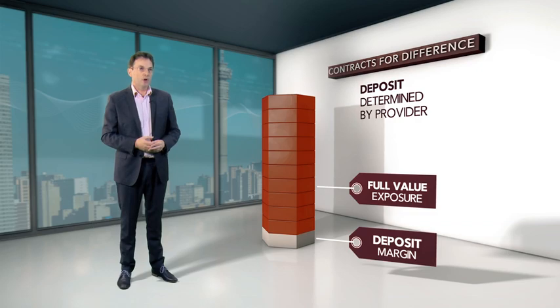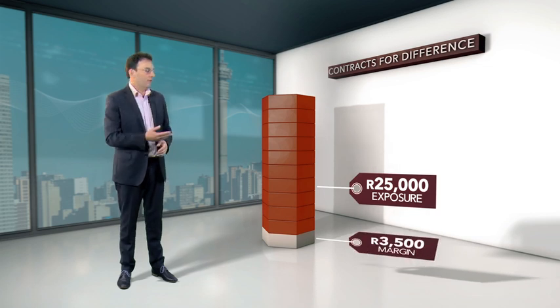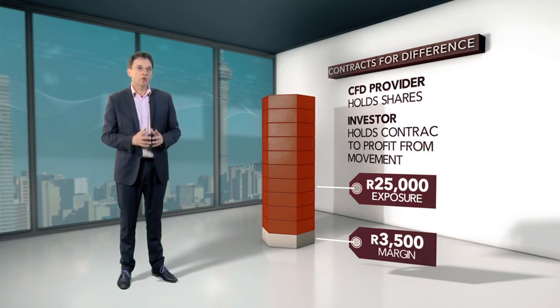We have a video explaining how margins work. Your CFD provider takes your margin and places a trade in the market for the full value of the shares you wanted if they are available for the price you want. For example, if you buy 25,000 Rand worth of shares, this is your exposure, but you'd only pay, say, 3,500 Rand margin. The CFD provider then holds the shares while you hold a contract to profit from the share price movement. If the price of the shares you bought goes up, you make a profit on the full value of the shares, even though you just paid a margin. This process is called gearing. Keep an eye out for our video on gearing and margin.